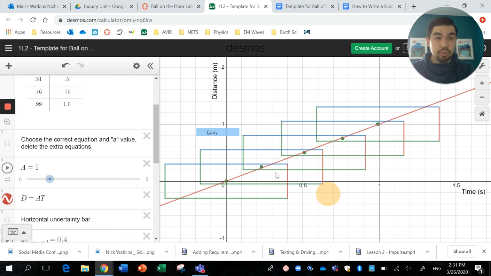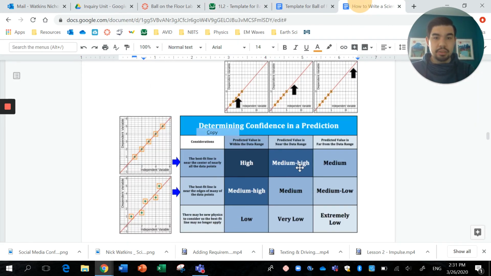So it's actually a really good data set because it fits our line of best fit almost perfectly. I'd say the best fit line is near the center of nearly all our data points, which means our confidence would be high, medium, high, or medium. So really, I want to say, where does this column meet this row? Obviously, they meet at the medium level of confidence.